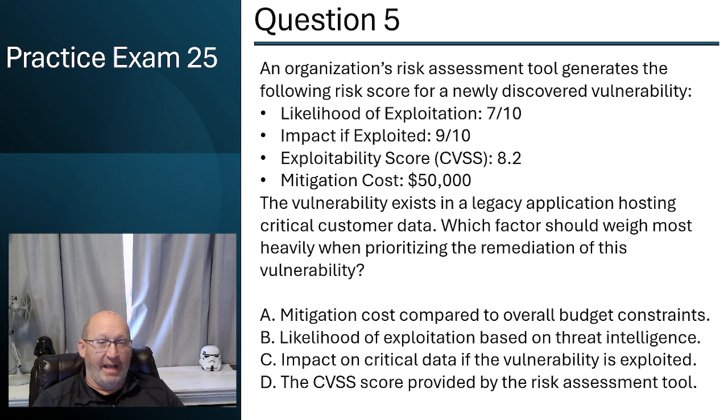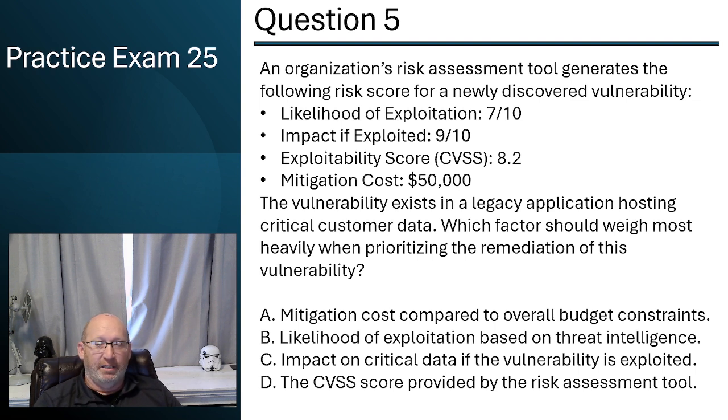And so it's not even asking us anything. It's just saying, of these 4 items, likelihood, impact, exploitability score, and mitigation cost, which one should we prioritize when remediating this vulnerability? Which is a difficult question. Which one is going to be the highest? Let's jump right into it.